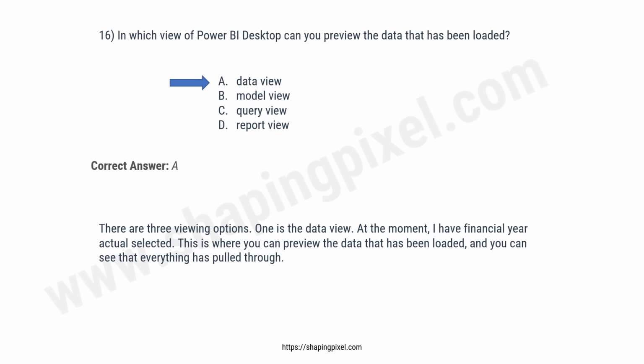There are three viewing options. One is the data view. At the moment, I have financial year actually selected. This is where you can preview the data that has been loaded and you can see that everything has pulled through.